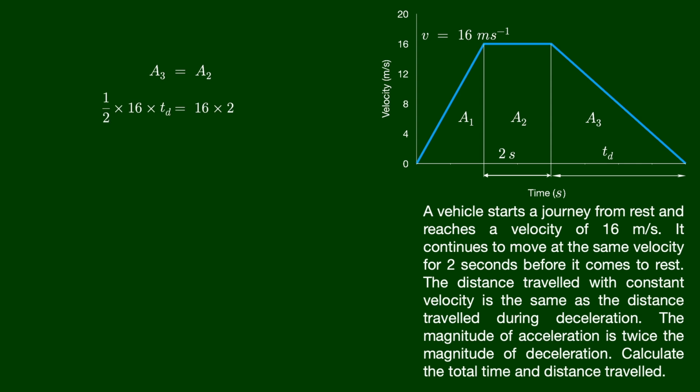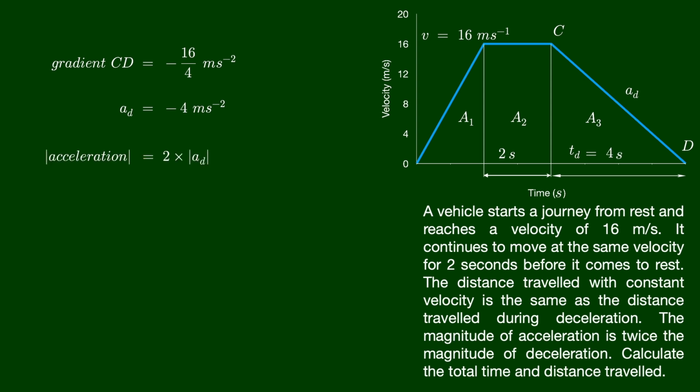If we take t_d as the time taken to decelerate, then we can write an expression for areas A2 and A3 with time t_d, which is shown on the screen. When we solve this expression, we can calculate the time taken to decelerate. Next, we need to calculate the deceleration in order to calculate the acceleration. The deceleration is given by the gradient of the line CD. The magnitude of acceleration is twice as great as the magnitude of deceleration. Therefore, acceleration is 8 meters per second squared.